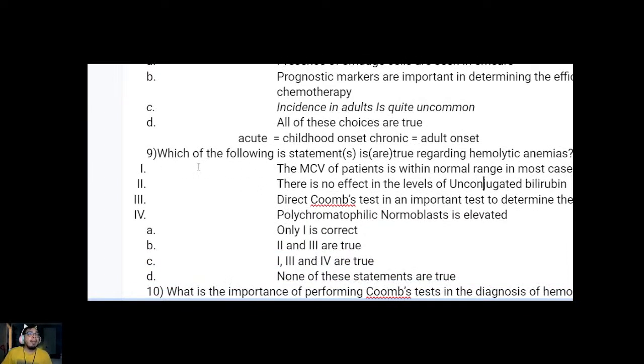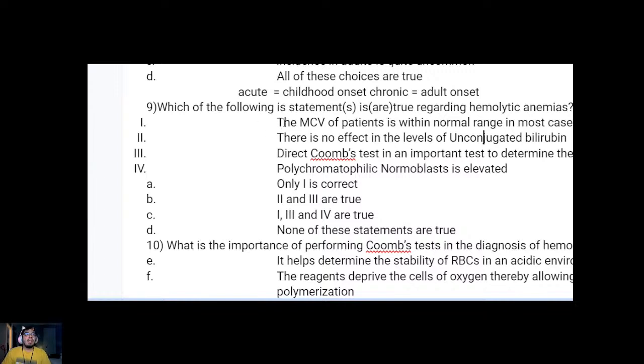Okay? Which of the following statements are true? Para walang takas. Statements are true regarding hemolytic anemias. Number 1. MCV of patients are within normal range in most cases. Check. There is no effect in the levels of unconjugated bilirubin. Hoy, ano yan? Hemolytic anemia nga, di ba? So, check. Conjugated kasi yung pagka liver disease, 'di ba? So tama tayo diyan. Check.